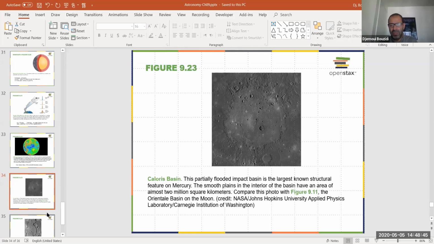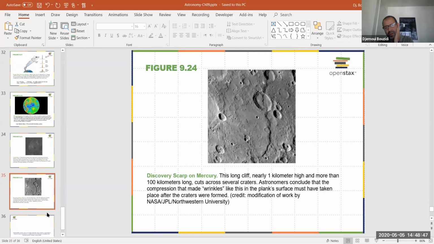One of the big features on Mercury is this long cliff. This is 1 kilometer high. There was a big shift that happened on the surface of Mercury itself, and this is a more recent one. This is not an old one, because as you can clearly see, it goes through the craters, all of them, indicating that this is recent activity on the surface.